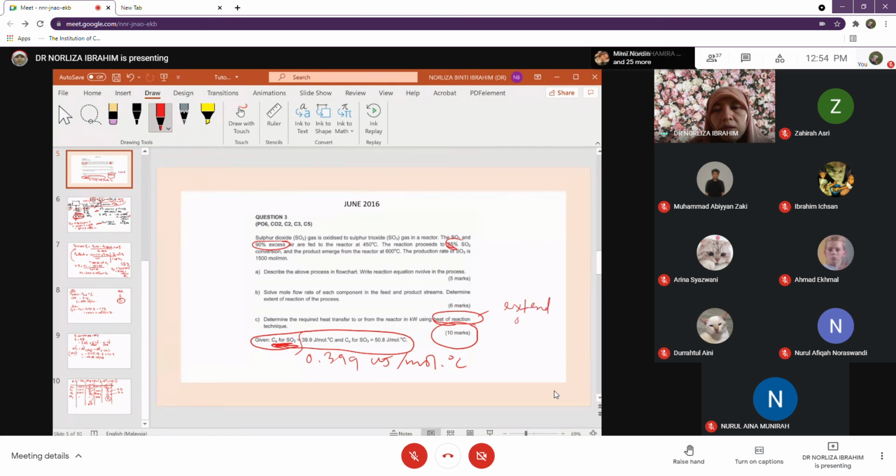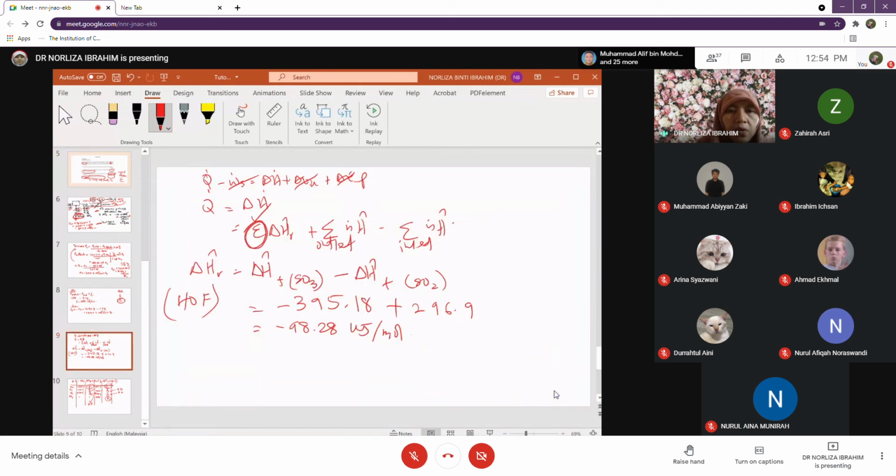Why? Because later you need to know the extent of reaction. The question already asks you to calculate using the extent of reaction method. Because for heat of reaction, you have to calculate the extent of reaction to be able to calculate this. So it is up to you, Ikmal, whether to use atomic or extent of reaction. If you use atomic, you still need to calculate the extent of reaction value to put into this formula. Okay, understood, Doctor. Thank you.